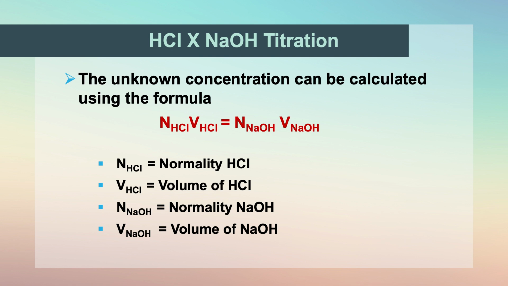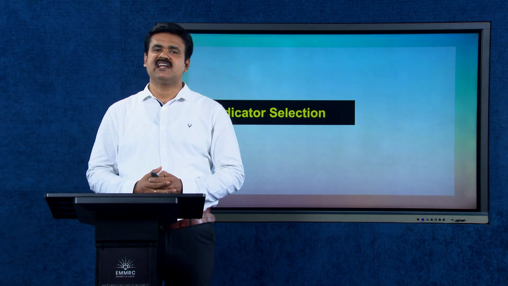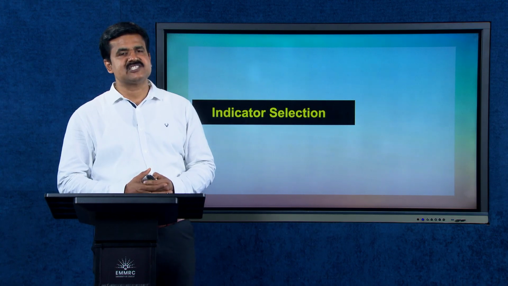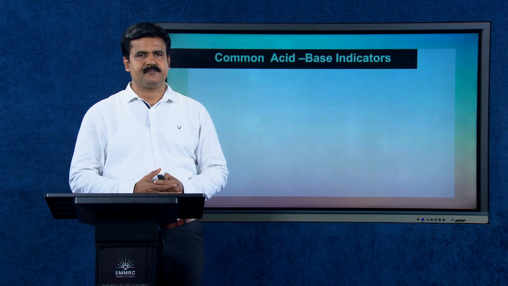This is similar to the common volumetric equation, that is N1V1 = N2V2. In this expression, N_HCl represents the normality of hydrochloric acid and V_HCl represents its volume. N_NaOH represents the normality of sodium hydroxide and V_NaOH represents its volume. Now, we can have a discussion on indicator selection before starting the experiment.